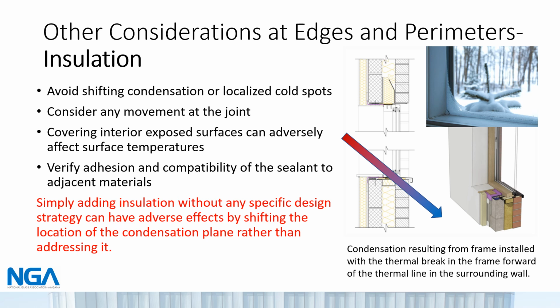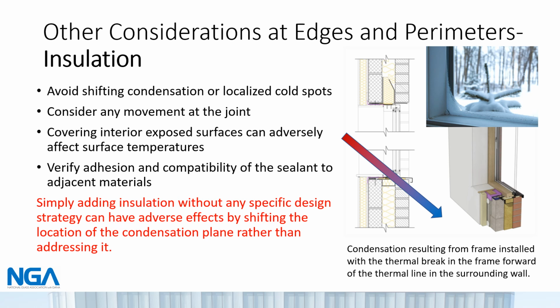A third consideration is insulation. Adding insulating materials at perimeter details should be done carefully to avoid shifting condensation or localized cold spots within the glazing system or surrounding conditions to a point where the condensation cannot be collected and redirected to the exterior. Insulation should also consider any movement that might occur at the joint and avoid interfering with anchorage detailing, such as shims or connection to the structure.